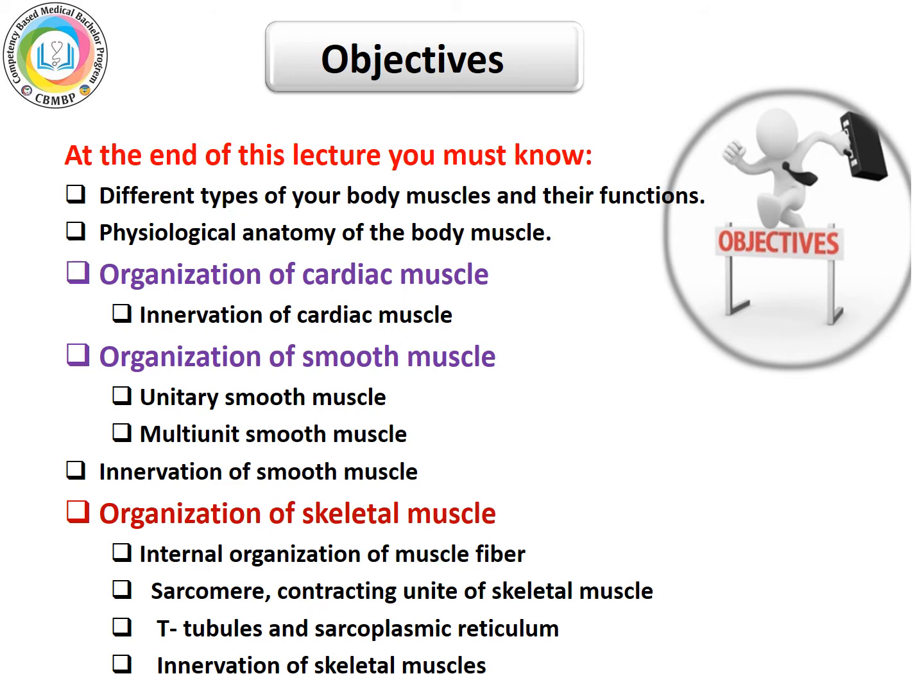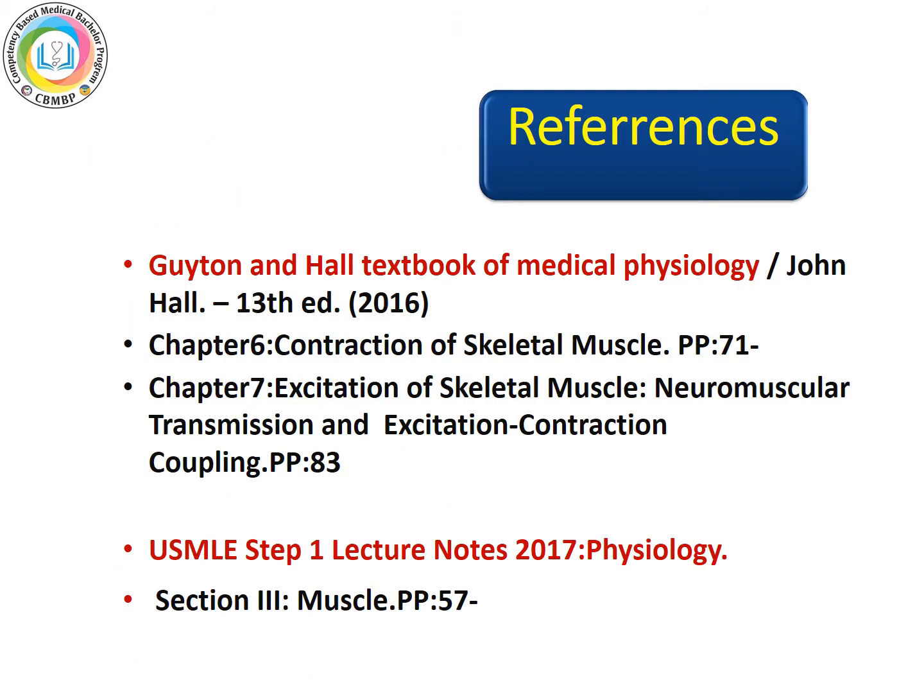Sarcomere. What is the meaning of the sarcomere? It is the contracting unit of skeletal muscle. And what about T-tubules and sarcoplasmic reticulum? And lastly, innervation of skeletal muscle. This is our references.